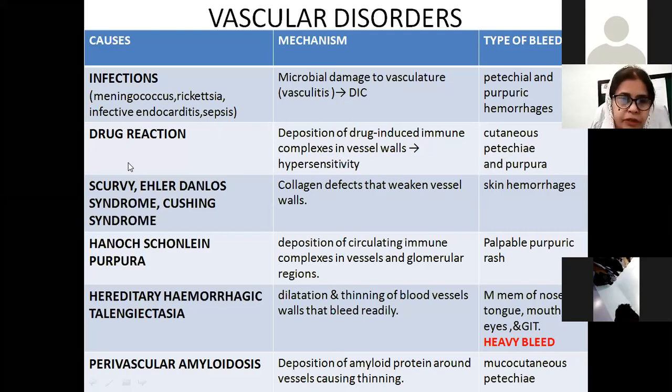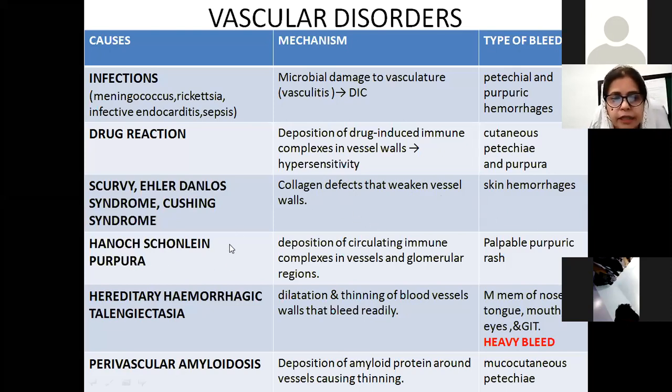Then vitamin C deficiency in scurvy, Ehlers-Danlos syndrome, which is an inherited collagen defect, and Cushing's syndrome, which is because of increased steroid intake, either iatrogenic or because of excess production within the body. They all give rise to collagen defects. And due to collagen deficiency, the integrity or elasticity of the vessel wall is lost, so it cannot undergo vasoconstriction. And they are also manifested as skin hemorrhages.